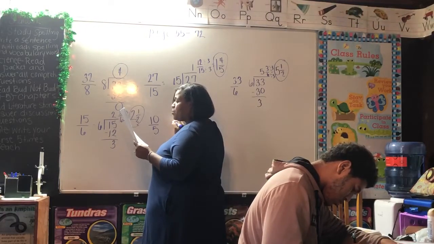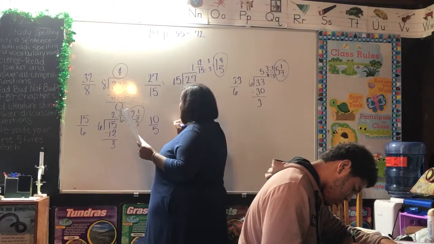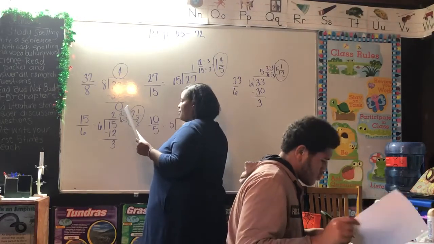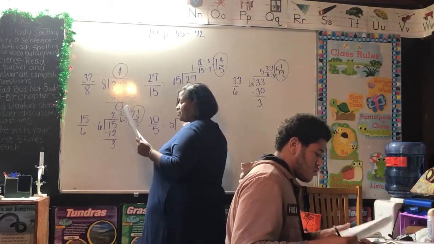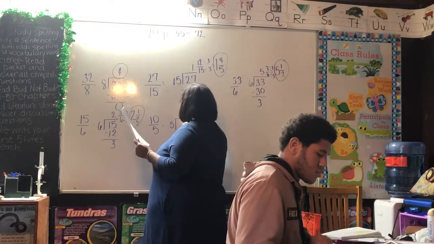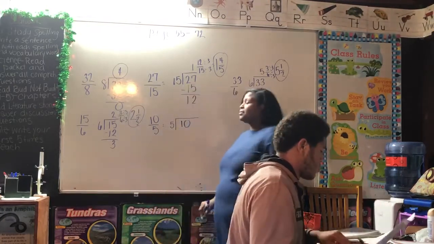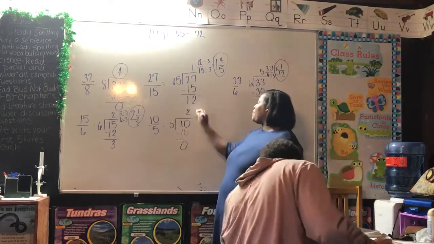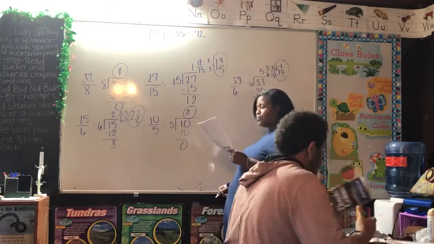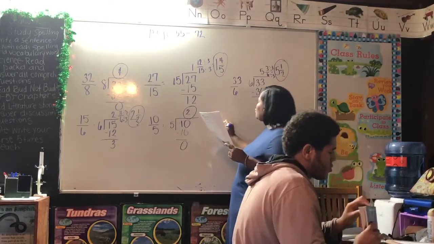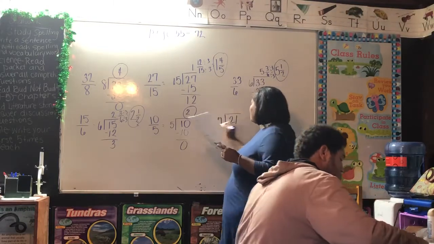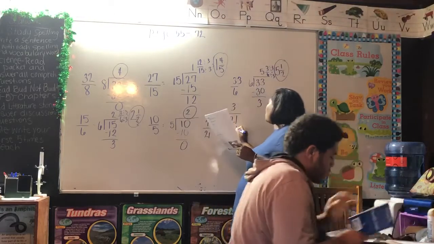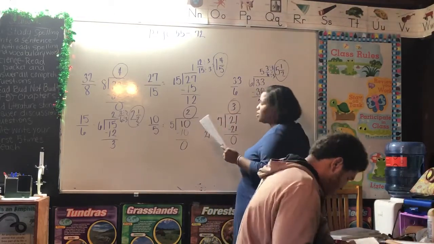Okay, so next we have 10 over 5. Can 5 go into 10? 2 times, because 2 times 5 is 10. Subtract, 0. Our simplified answer is 2. All right. We have 21 over 7. 3, because 7 times 3 is 21. Our simplified answer is 3.